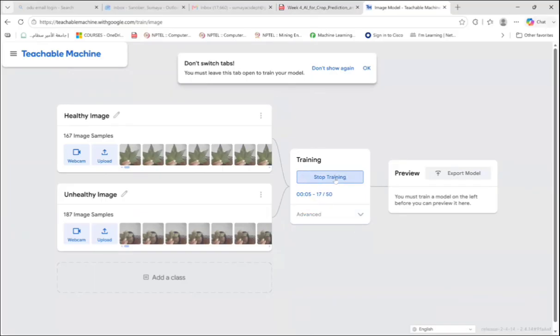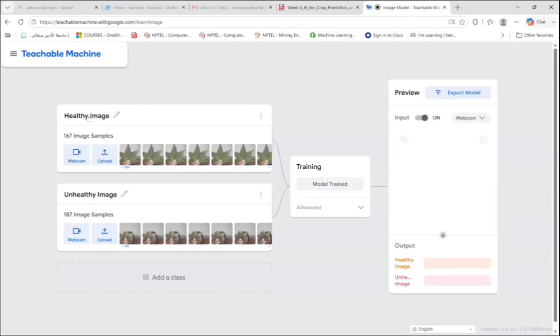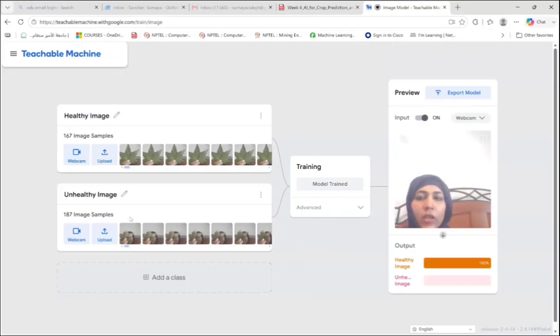Do you see that the model is being trained? Yes, ma'am. So these were the unhealthy images and these were the healthy images. Now let's see. I am going to show this. Can you classify what this is? What does it say?